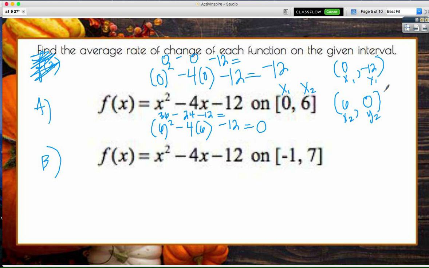So now I have two ordered pairs to find the rate of change between. So y2 minus y1, I'll have 0 minus negative 12 over x2 minus x1, 6 minus 0. That double negative, what does that make happen? Positive. So this is really a positive 12 over a positive 6. So our rate of change is a positive 2.